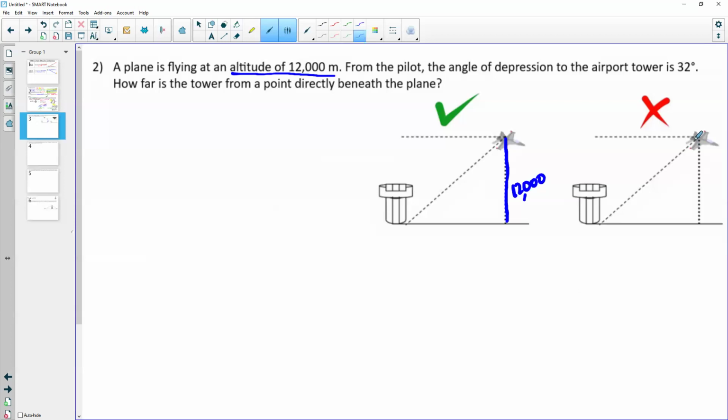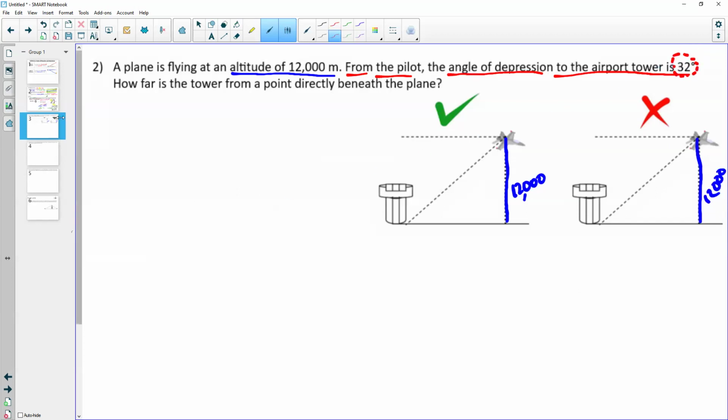So I'm going to label both pictures here. We got 12,000. And then it tells you that from the pilot, the angle of depression to the airport tower is 32 degrees. So from the pilot, the pilot is going to be the person that's driving the plane or flying the plane, I guess I should say. So from the pilot, so from the plane, the angle of depression to the airport tower, here's your tower, that angle of depression is 32 degrees.